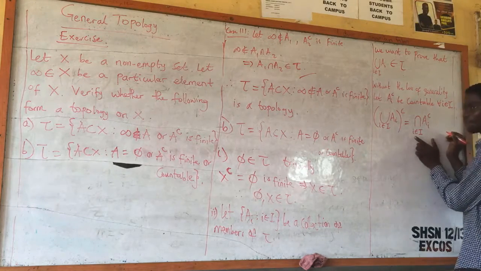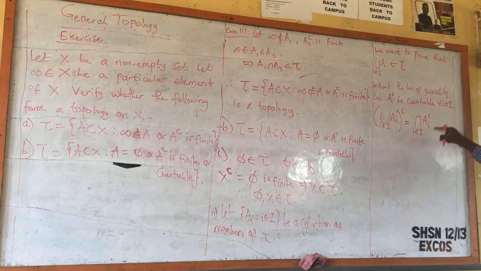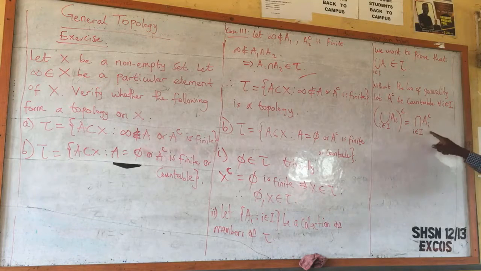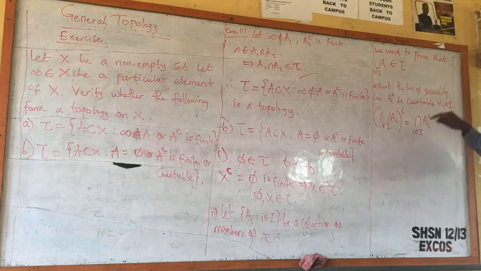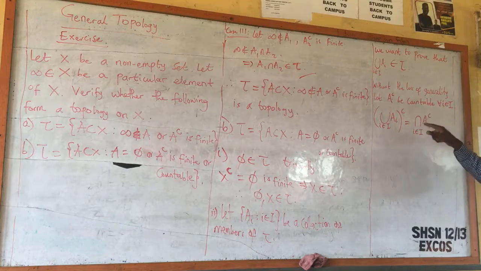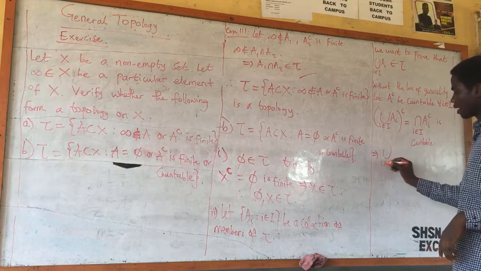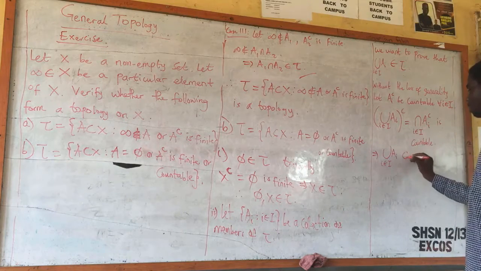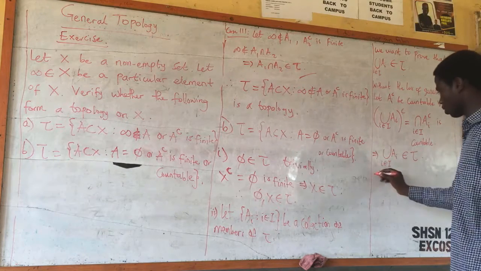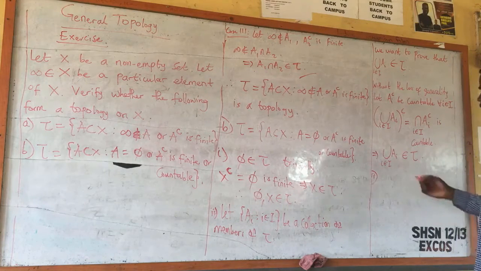And since this is what I have, the Ai complements are countable. All the Ai complements, they are countable. Everything here is countable. Intersection of countable sets is countable. Arbitrary intersection of countable sets is also countable. So this one is countable. Since I have this, the implication is that the union of Ai over i in I is a member of the topology.